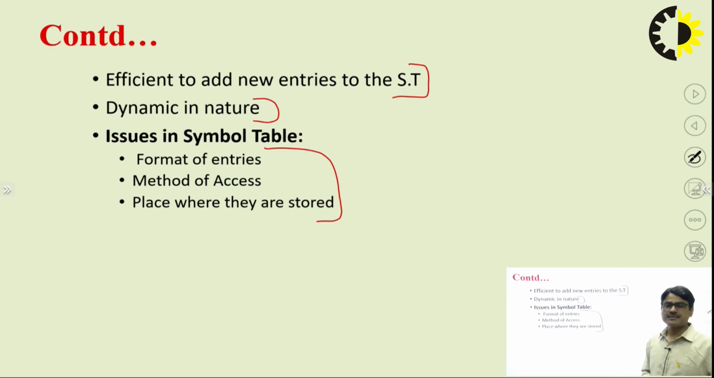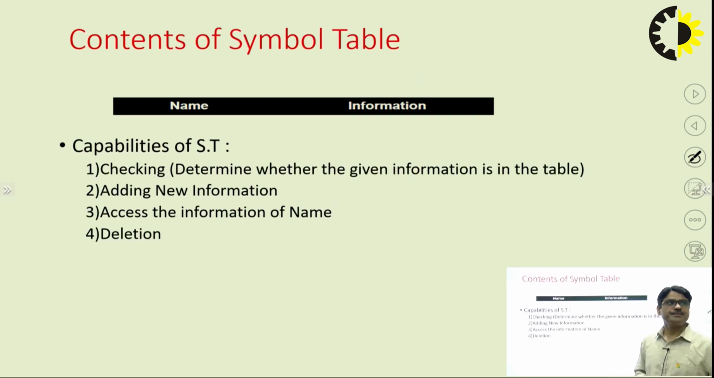So till now we have discussed what a symbol table is, where it is used, what type of information we are going to store in it, and what the issues in the symbol table are. Now we are going further to the content of the symbol table. If you are talking about the content of the symbol table, only two things are there: one is the name and the second is the information.